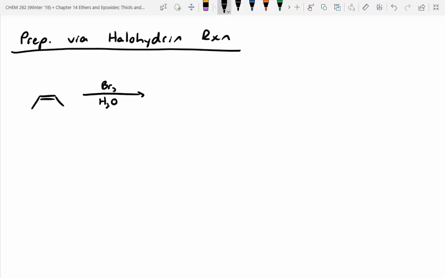If all we have is bromine, then we get 2 halogens, but if we have water around, you'll get a halogen and an alcohol. Okay? And second question, is it going to be syn or anti-addition? Anti, right? So we'll have a bromine on one side, an alcohol on the other, and in this case, you'd end up with a mixture of enantiomers out of this, right? So that's our classic halohydrin reaction.